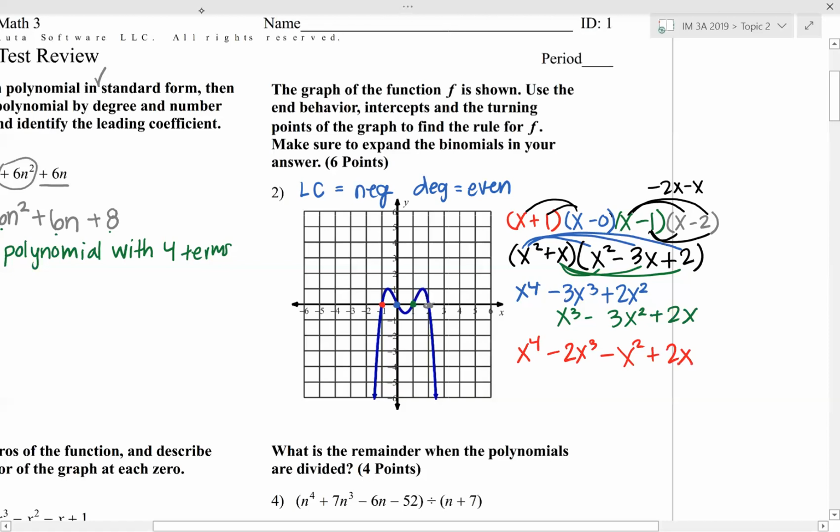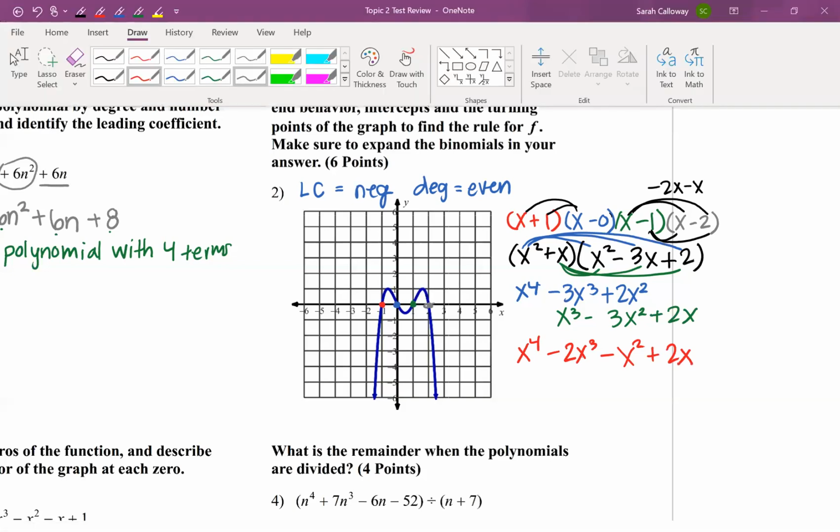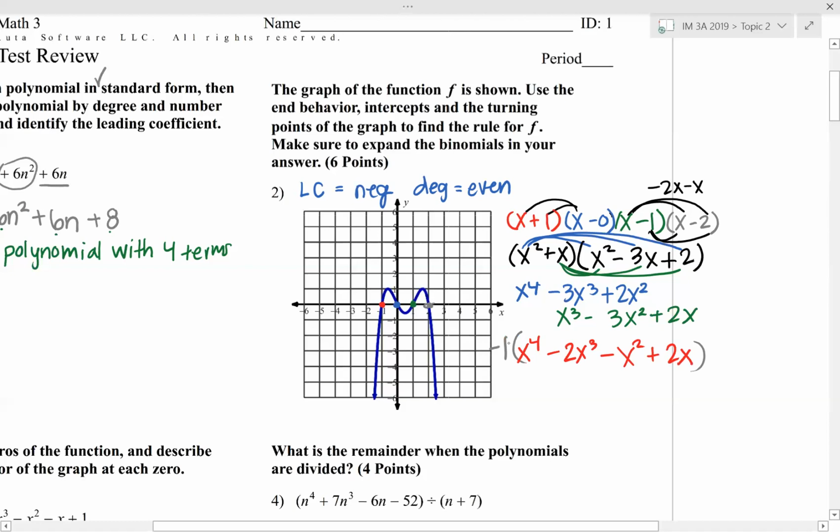But because of our leading coefficient, we know that it has to be negative. We want to multiply this function by a -1. So that means that f of x is going to be equal to negative x to the 4th plus 2x cubed plus x squared minus 2x. So notice there's technically a plus 0.